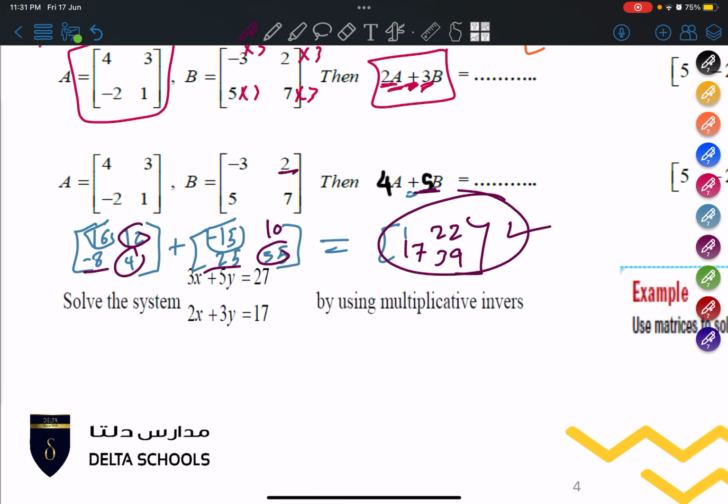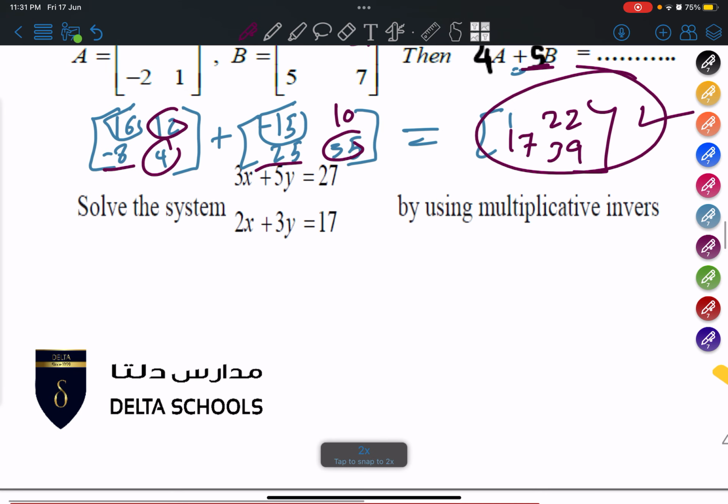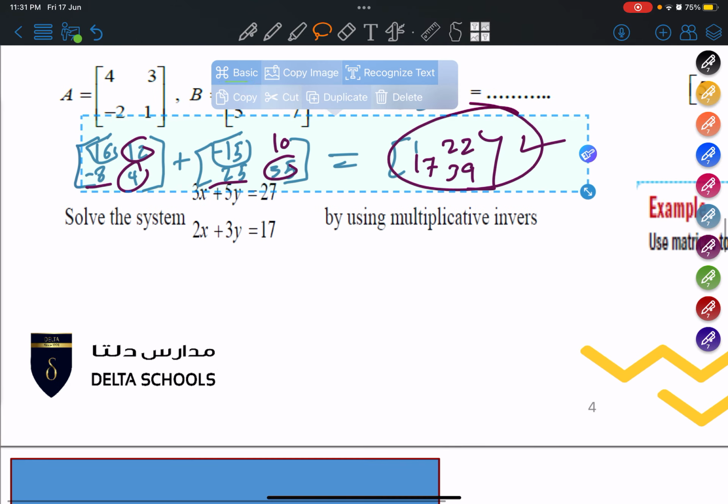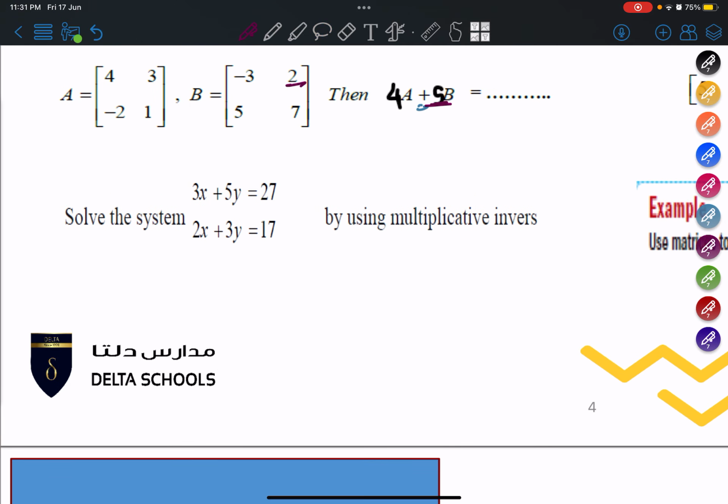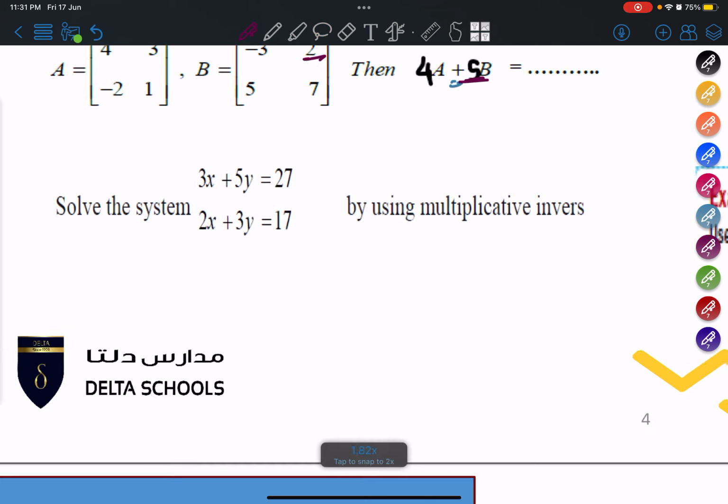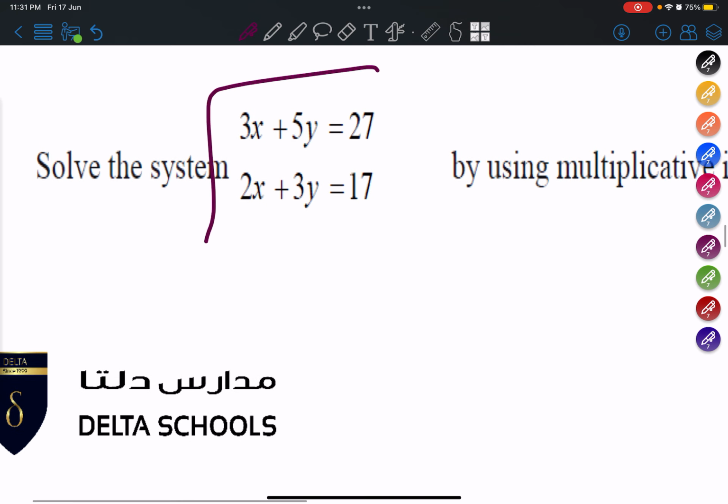Okay, now let's solve this system. So let's just clear things up here. Let's solve this system by using multiplicative inverse, which means that we'll first of all convert this equation into matrix form. How do we do this?